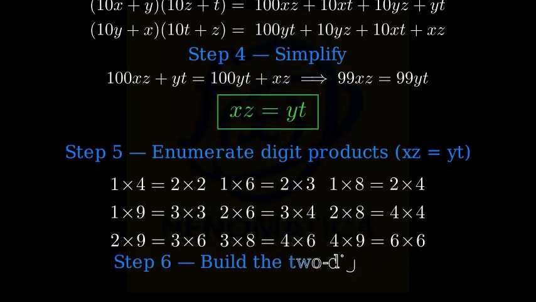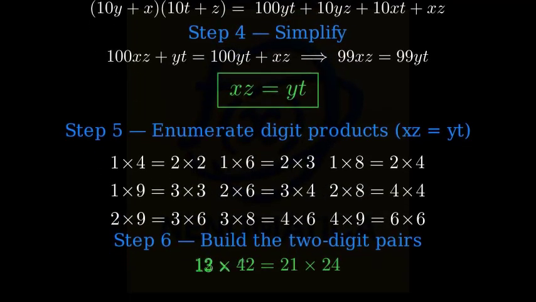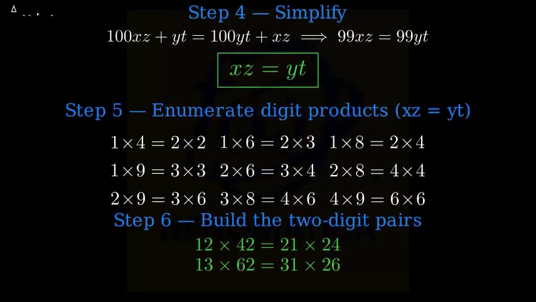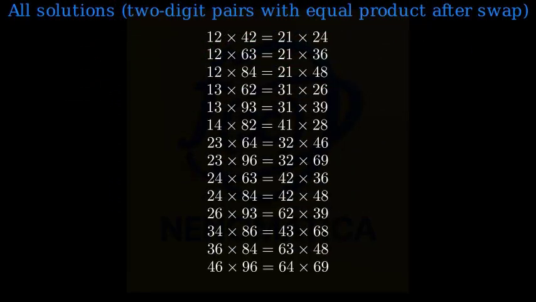Step 6. From each product equality, we build two-digit numbers. The first pair is 10x plus y and 10z plus t. The swapped pair is 10y plus x and 10t plus z. Each equality shown here yields concrete examples like 12 times 42 equals 21 times 24, and 13 times 62 equals 31 times 26. Finally, collecting all outcomes from our enumeration gives the full list below.